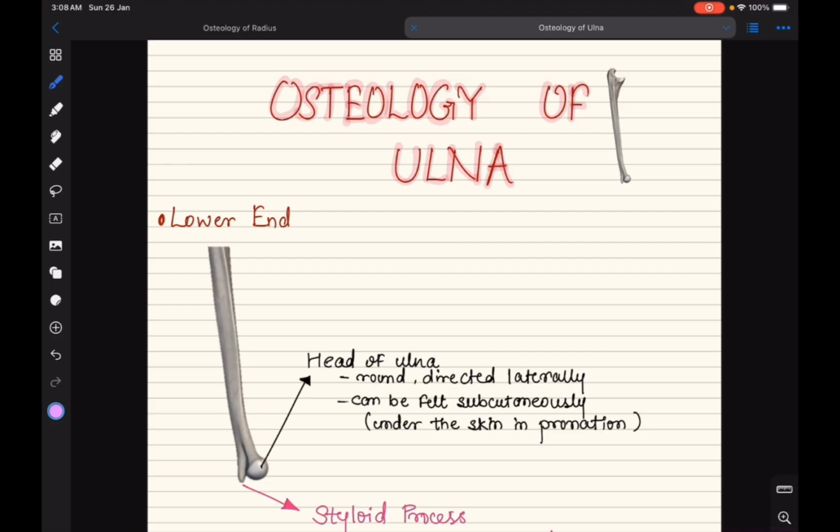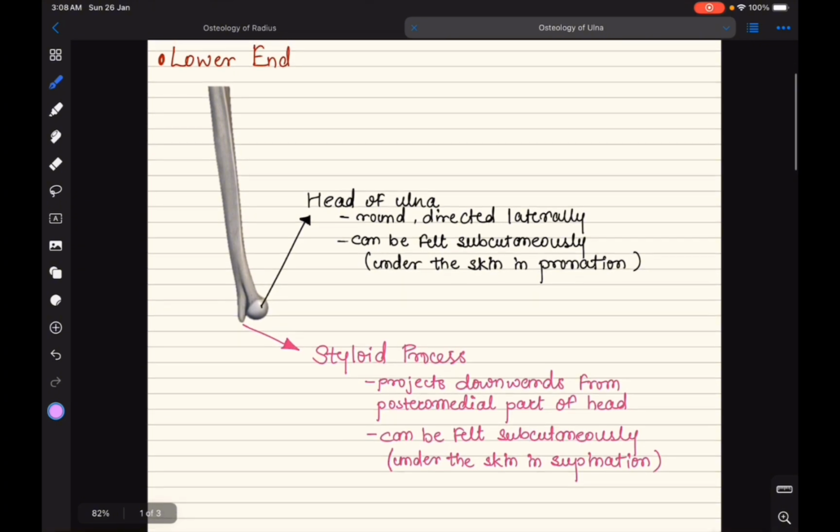That was the upper end. Now about the lower end. The lower end is smaller than the upper end and is formed of the head and styloid process. The head is rounded, directed laterally, and can be felt subcutaneously under the skin in the pronation position. Secondly, the styloid process. The styloid process projects downwards from the posterior medial part of the head and it can be felt subcutaneously in the supination position.